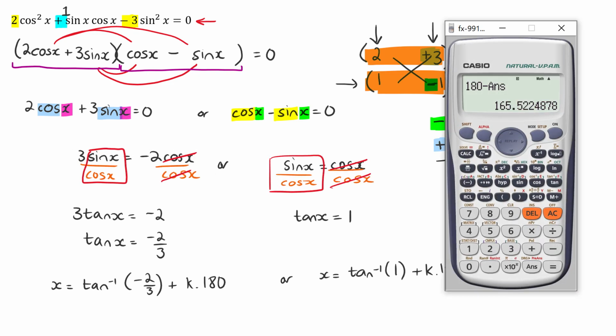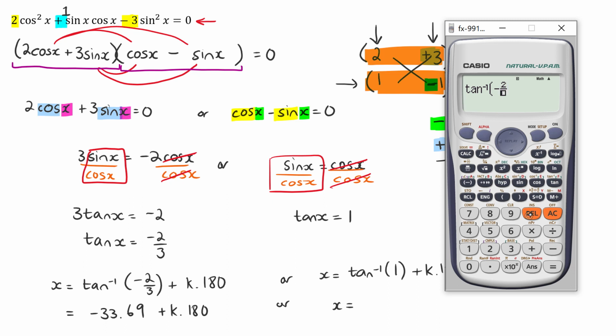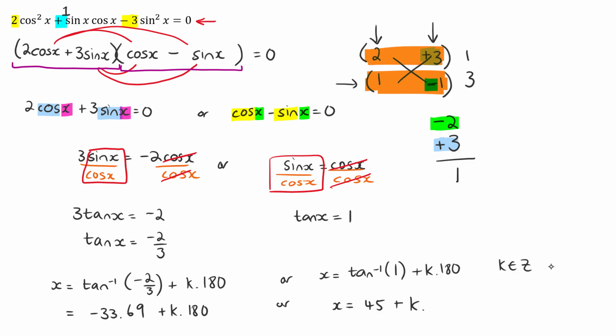We plug that in our calculator. And so we'll go shift tan of negative 2 over 3. That gives us negative 33.69. Negative 33.69 plus k times 180. Or x is equal to the inverse tan of 1. And that gives us 45 plus k times 180. And there are our two solutions.